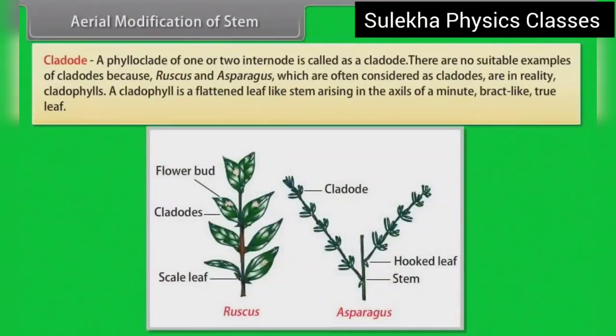Cladode. A phylloclade of one or two internodes is called a cladode. There are no suitable examples of cladodes because Ruscus and asparagus, which are often considered as cladodes, are in reality cladophylls. A cladophyll is a flattened leaf-like stem arising in the axils of a minute, bract-like true leaf.